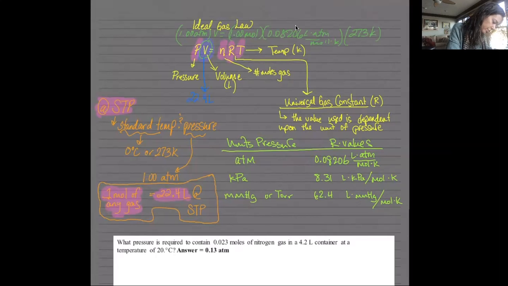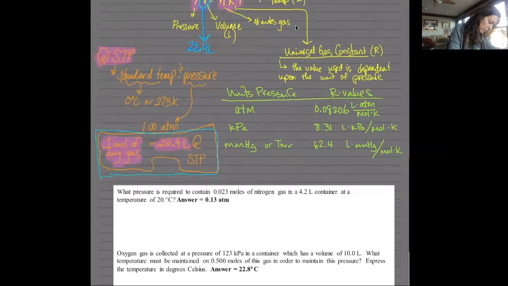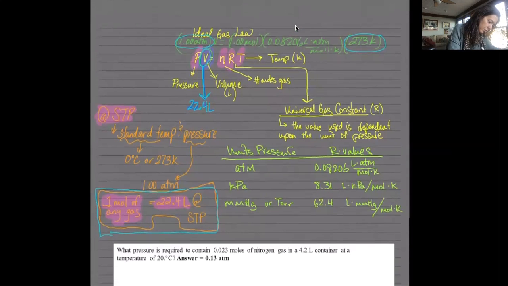In that case, your volume here will be 22.4 liters because your pressure is standard and your temperature is standard. So we know this to always be true. All right, now let's look at a word problem. What pressure? Let's start pulling out our variables. Start writing things down.